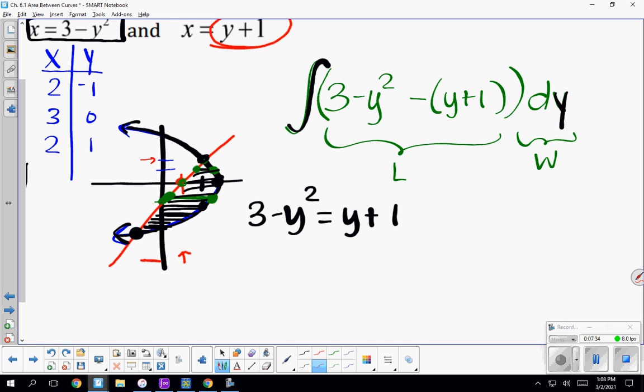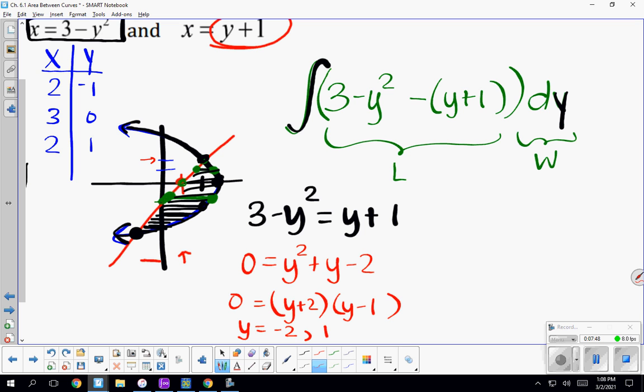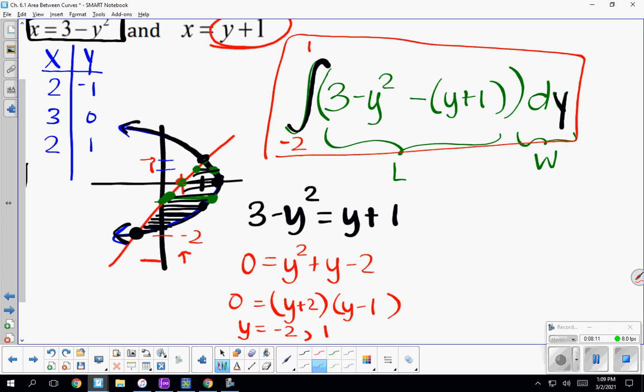But if I take everything to one side, I'm going to get 0 equals y squared plus y minus 2. If I factor, I'll see that I get (y plus 2)(y minus 1). And that means our solutions are -2 and +1. And actually my picture's not quite right, but anyway, they cross at y equals -2, and they cross at y equals +1. Okay, so those are going to be my bounds. And if we were to calculate the value of this, that would give us the area in between the two curves.